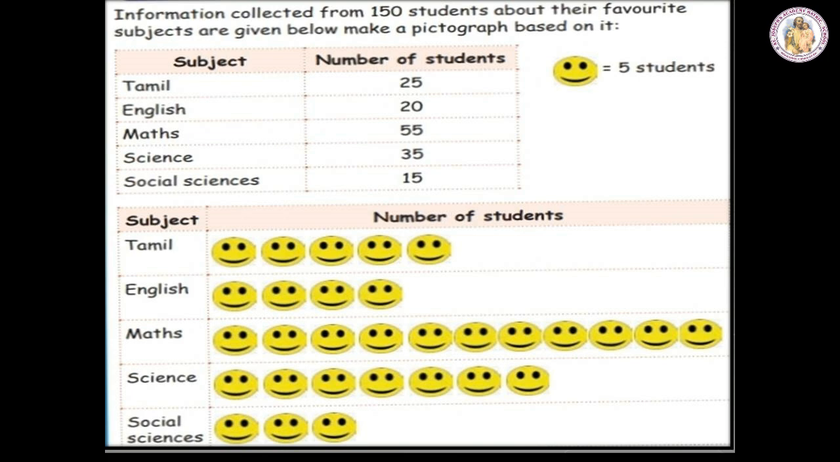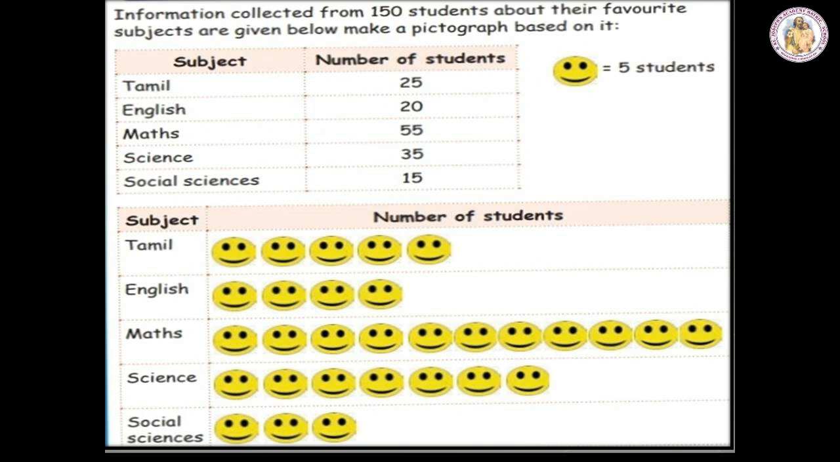In Maths, we have 55. So 1 equals 5 students. That means 5 11s are equal to 55. So totally how many balls should be there? That is 11 balls. And in Science, we have 35. 35 means 5 7s are 35. So totally how many balls should be there?